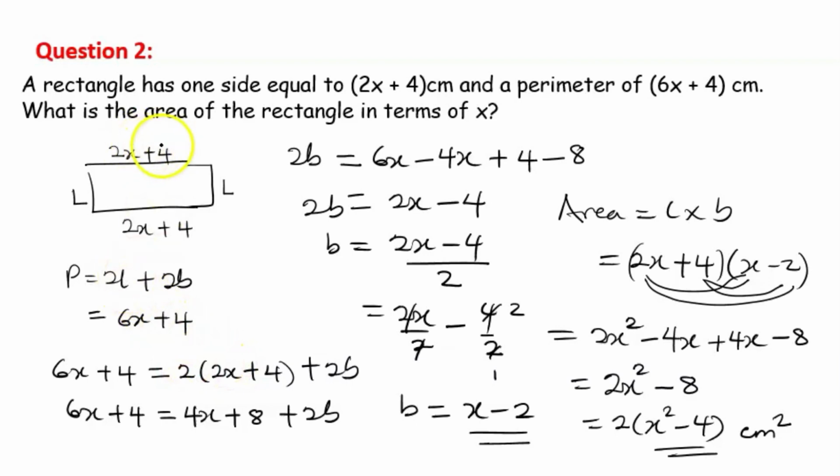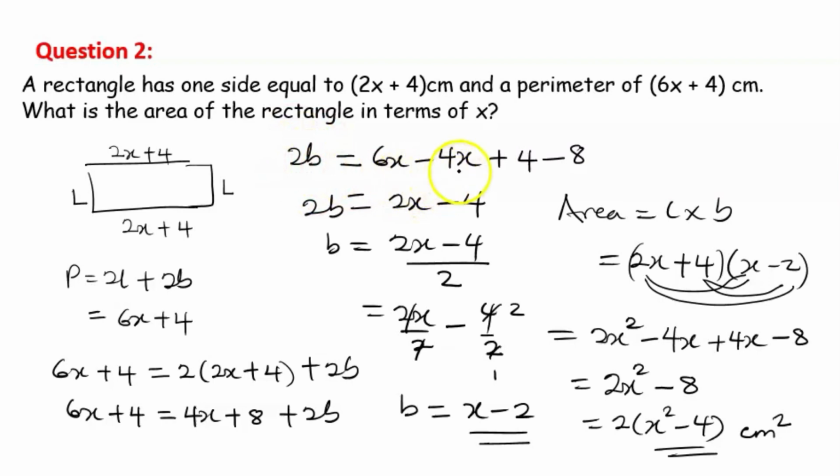So in the perimeter, one of the lengths is 2x plus 4. That's why we have it here. Then we simply find 2b. Simply look for what 2b is. And when you substitute this, you are going to have these two multiplying this. That's 4x plus 8. So you make 2b the subject. That's what I have done here.